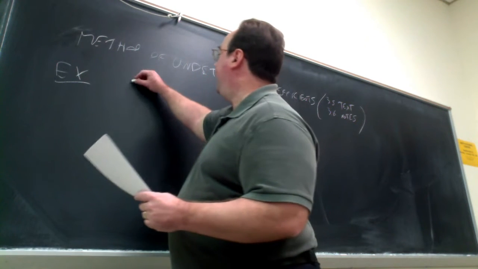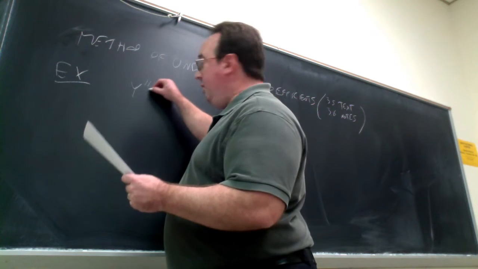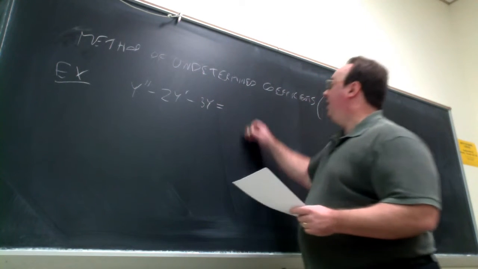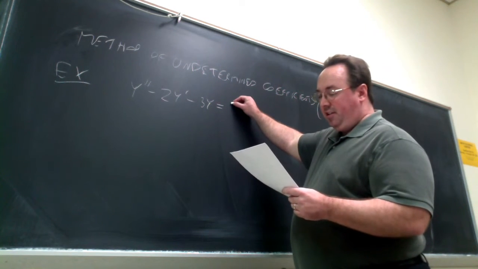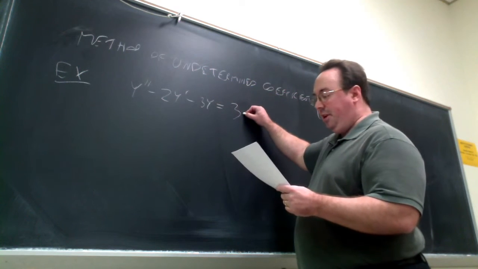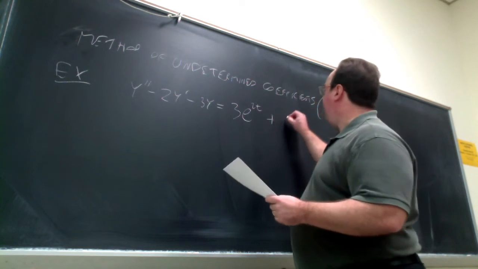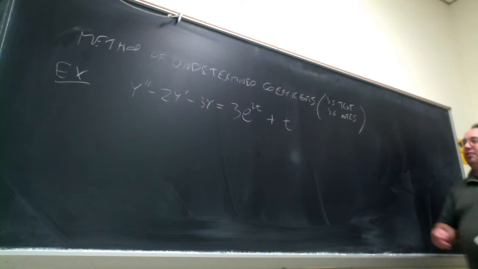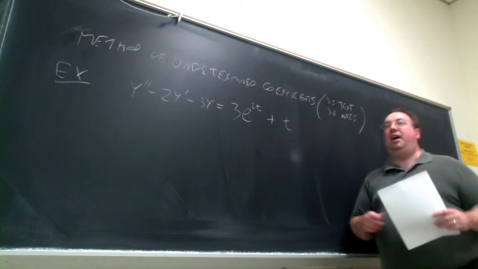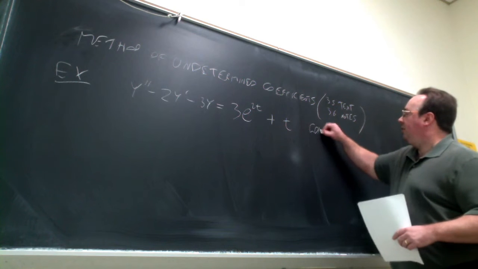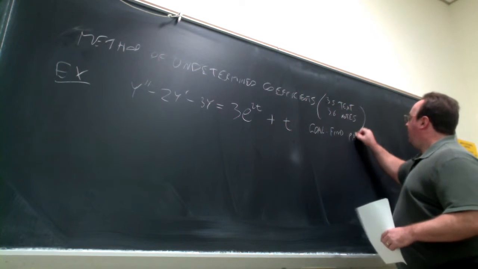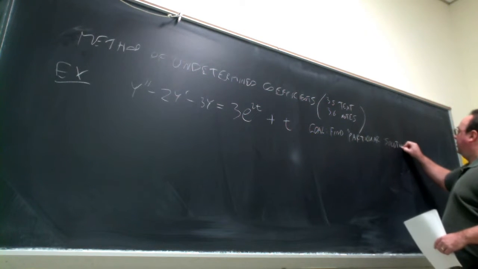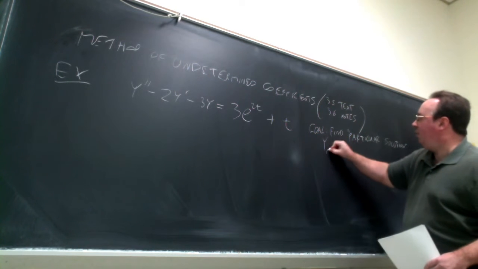So the first problem we'll look at is y double prime minus 2y prime minus 3y is equal to, so my g of t on the right side, I'm going to throw in two terms, 3 e to the 2t plus t. Now, when you have a situation where your g of t is a sum of more than one term, the goal here is to find a particular solution that's denoted by y sub p of t.